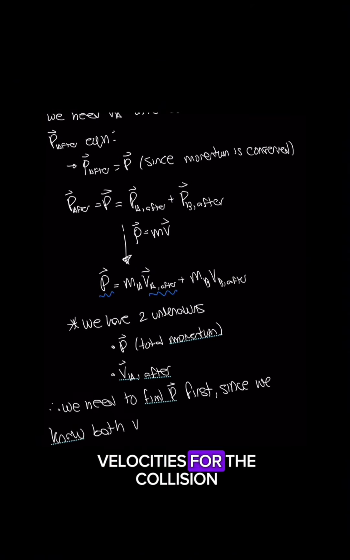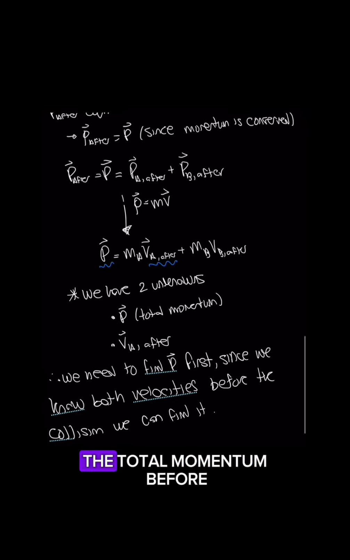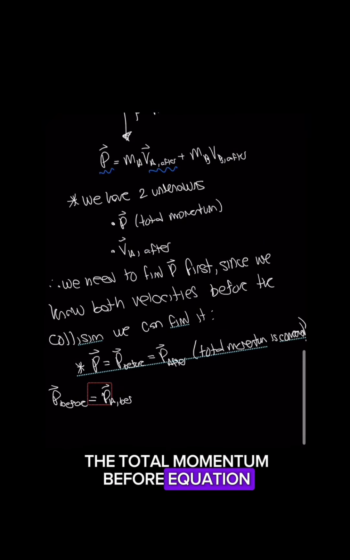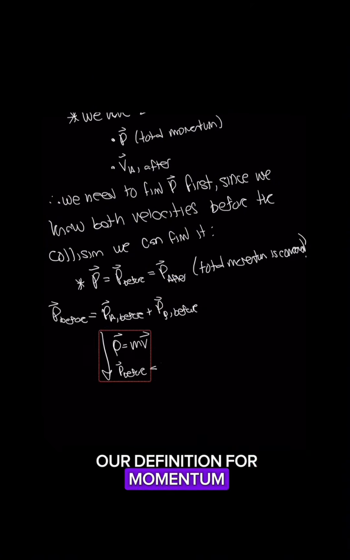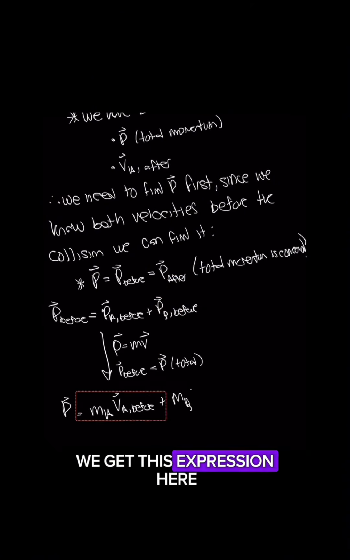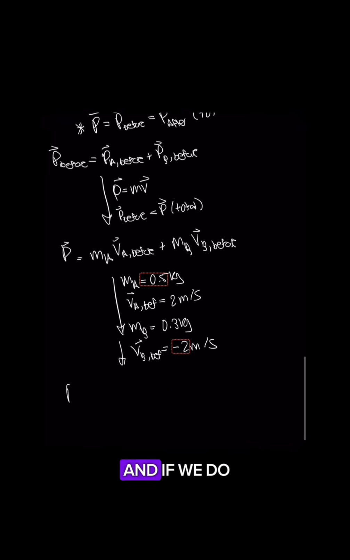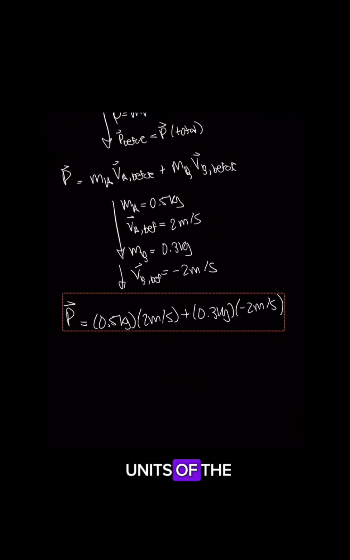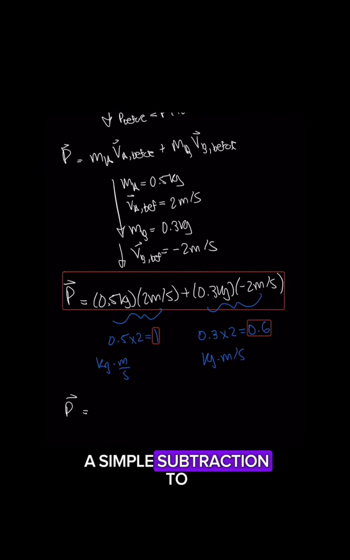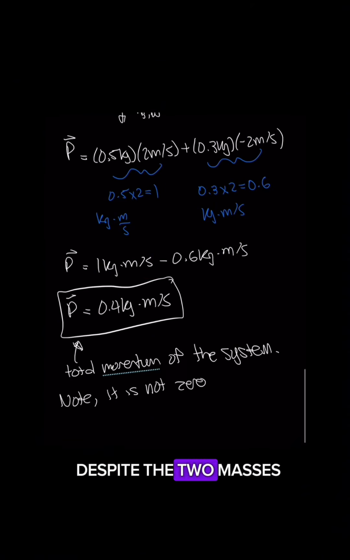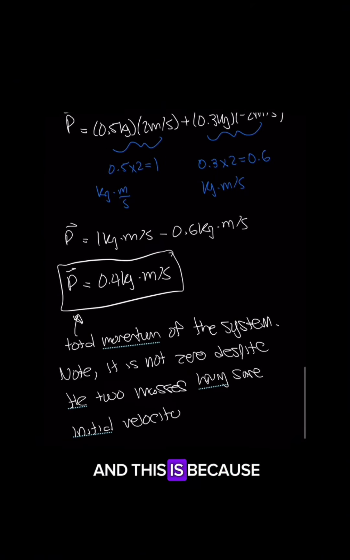Since we know both velocities before the collision, we can find it, because the total momentum before is equal to the total momentum after. So if we use the total momentum before equation and plug in our definition for momentum, mass times velocity, we get this expression here. We plug in our known values for the two masses in the before situation. And if we do that, we can compute the amplitudes in the units of the left and right term, and we can do a simple subtraction to find this. So this is the total momentum of the system. Note it's not zero despite the two masses having the same initial speed. And this is because mass A is bigger.